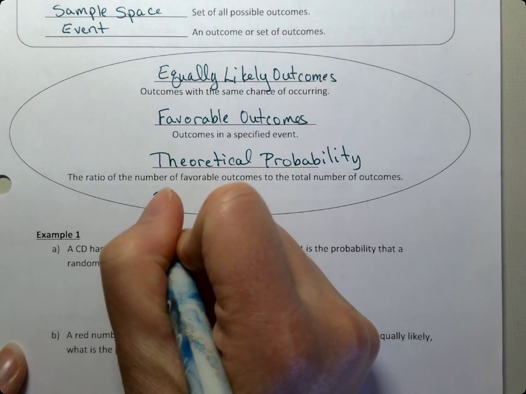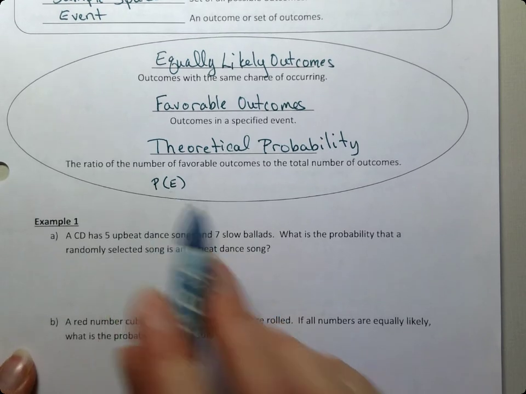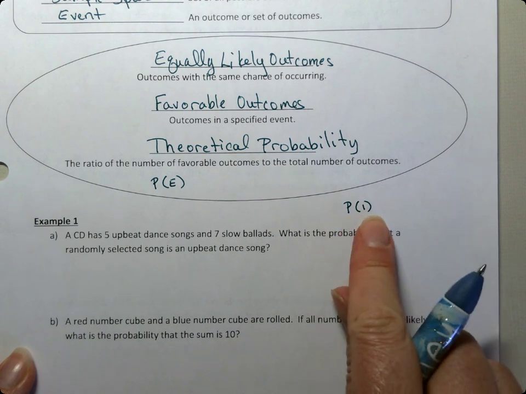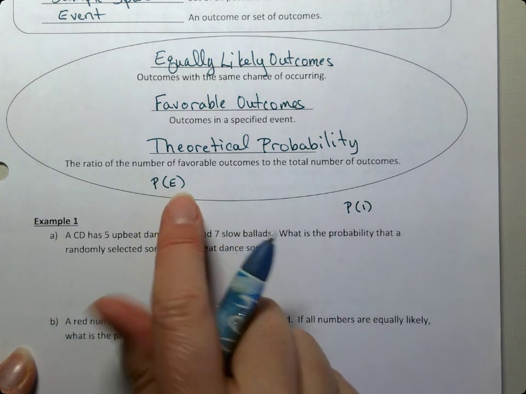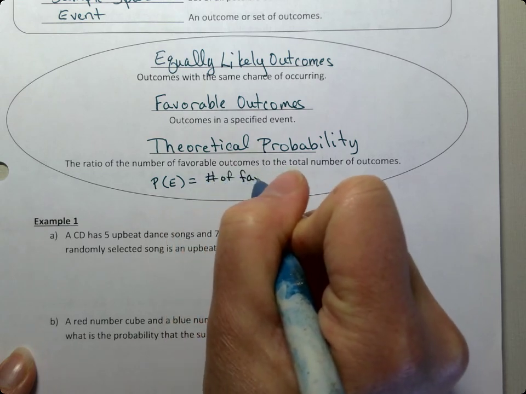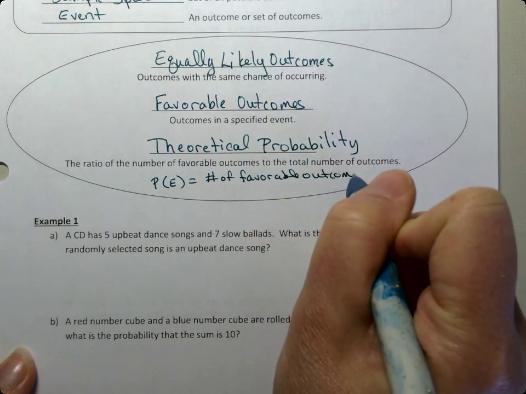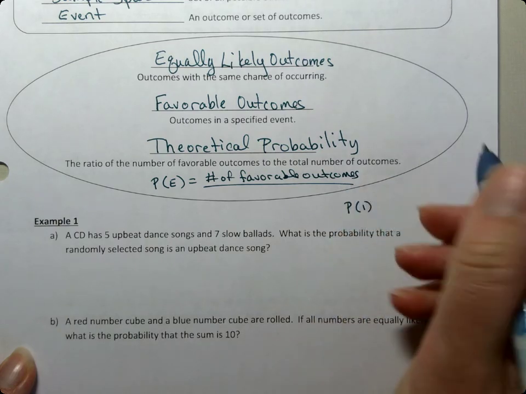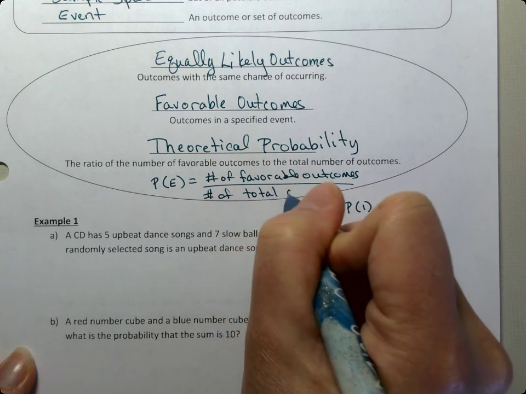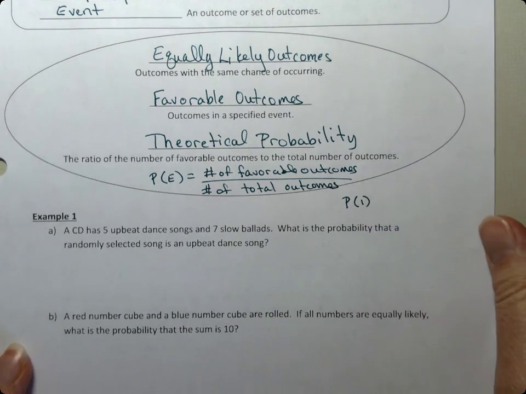Now, if you see this P with parentheses E, that's the probability of an event. So if I wanted to roll a 1, that'd be P of 1. I'm saying what's the probability of getting a 1, and then we get the probability. So P of E is equal to the number of favorable outcomes over the number of total outcomes.